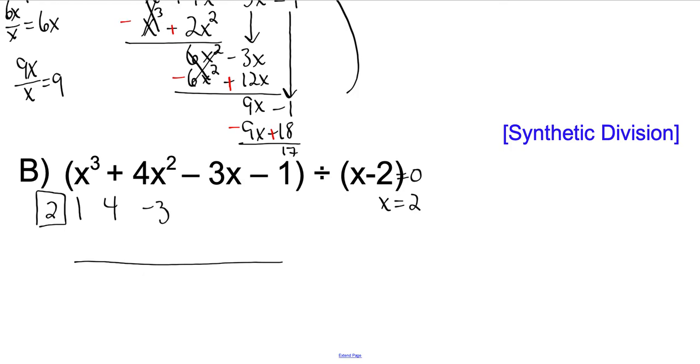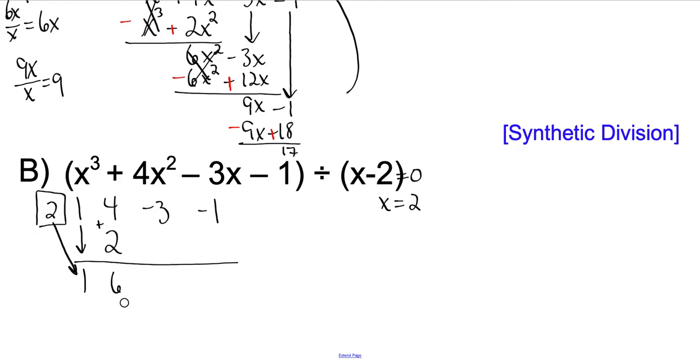Okay, and again, make sure you're looking for any placeholders you might need. So the routine with synthetic division, the first one drops down. So we put the 1 down there, and then we're taking it times the 2 that's in our box to get us to here. All right, so that would get me to a 2 there, and then I'm going to add those. So 4 plus 2 is 6, and then I continue the routine.